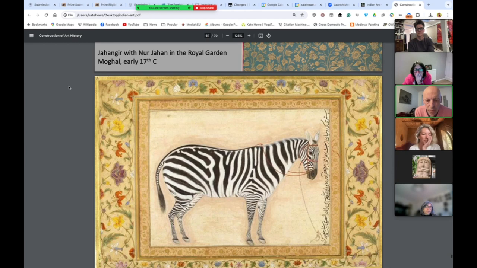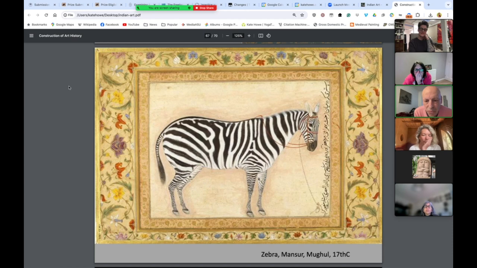This is an artist called Mansur. So he painted the animal, and someone else would paint the surround, the flowers in the album, the leaf border around.